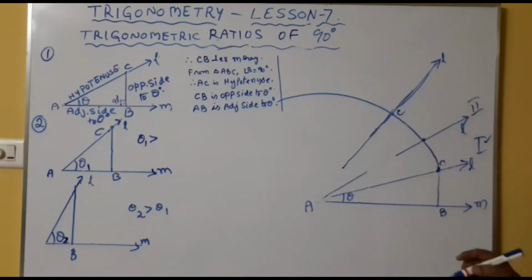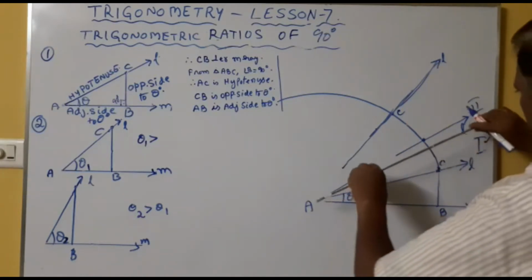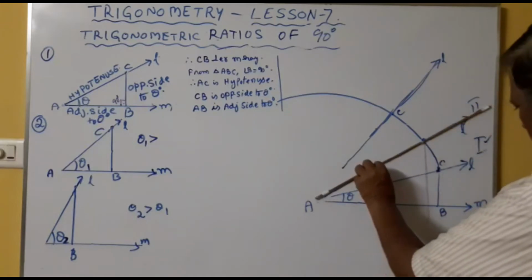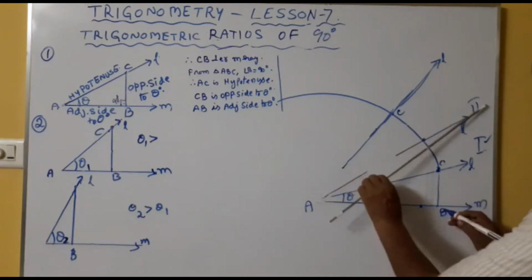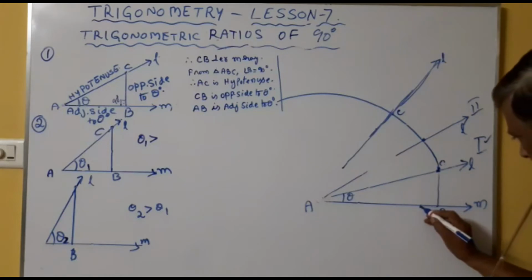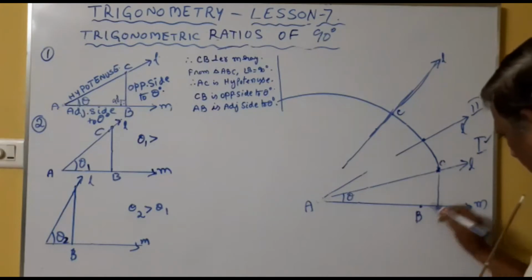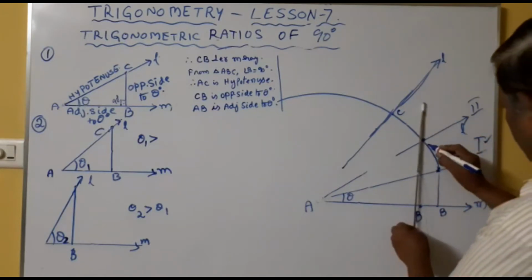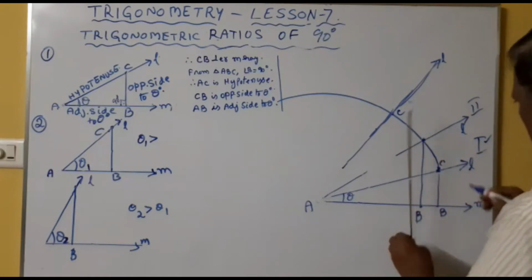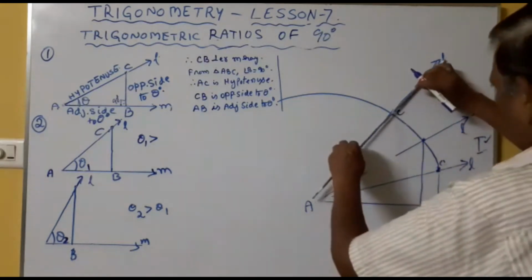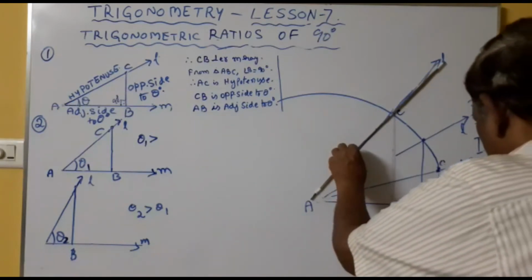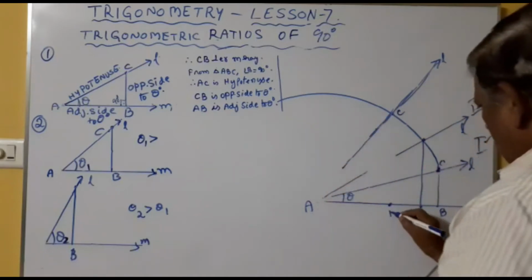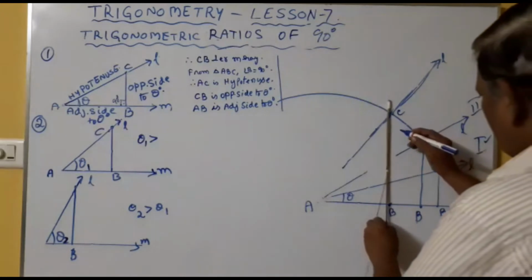In the second position, what happens? Mark the foot of the perpendicular here. This foot of the perpendicular changes from this place to this place. Therefore, the new position of B is here. The perpendicular height is this one. Similarly, in the third position, B's position further changes from this place to this place. This is B, and the height of the perpendicular is this.